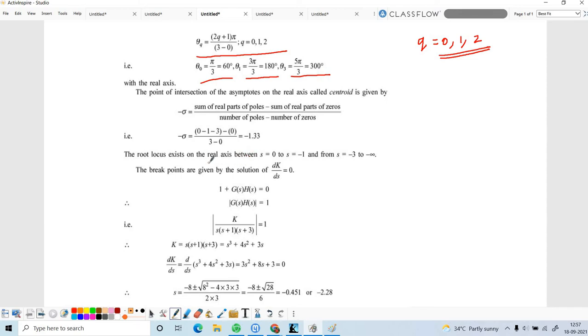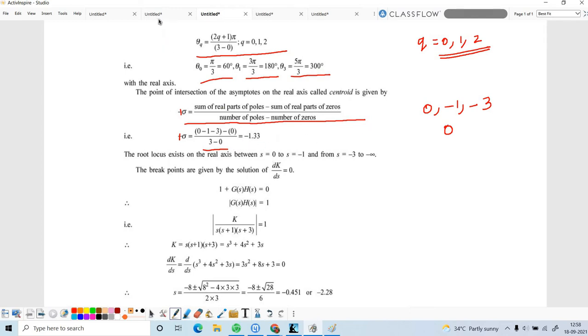And next, find the point of intersection of the asymptotes on the real axis, which is called the centroid. Here, how to find the centroid? Centroid sigma equals the sum of real parts of poles minus the sum of real parts of zeros, divided by number of poles minus number of zeros. Real parts of poles are 0, minus 1, minus 3, minus the sum of zeros, which is 0. Number of poles 3, number of zeros 0. The answer is minus 1.33.